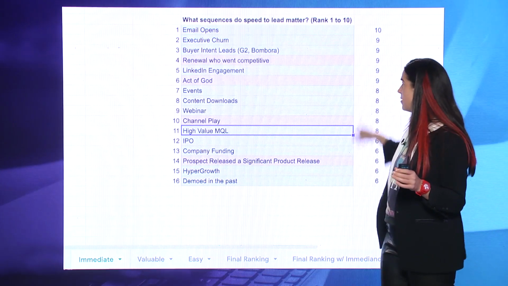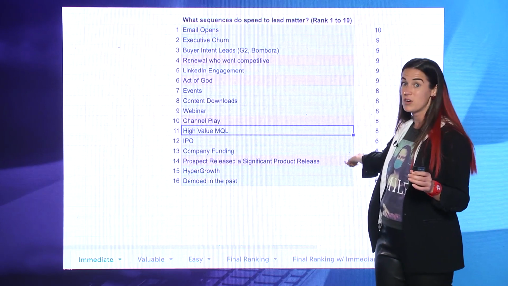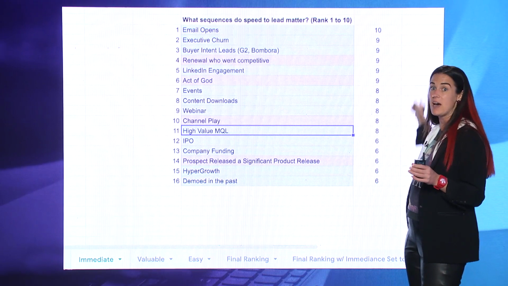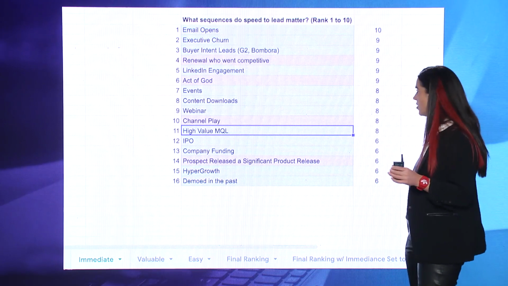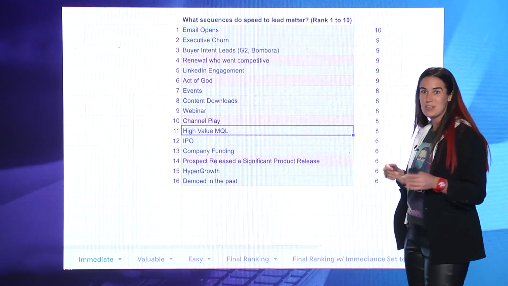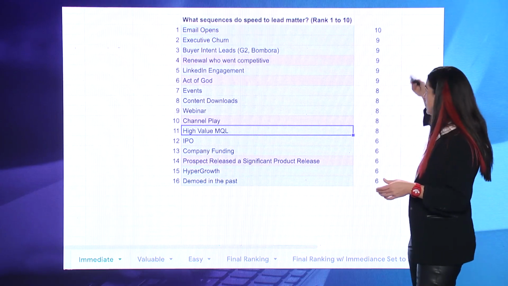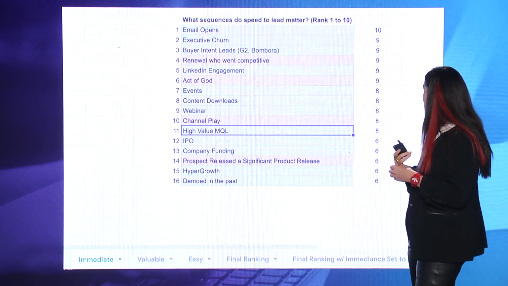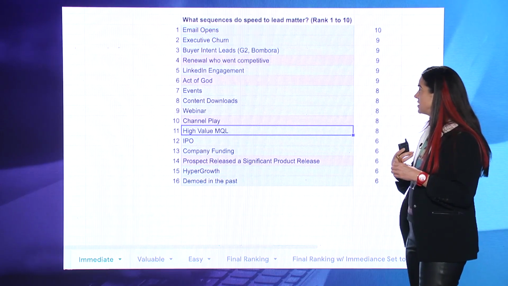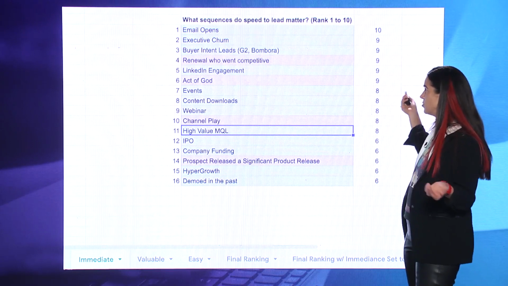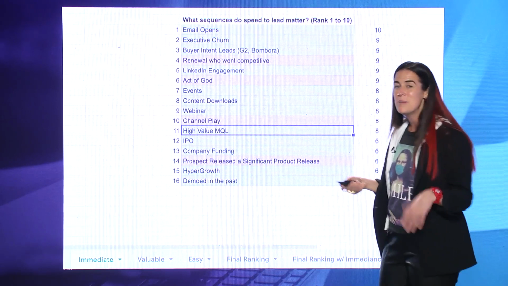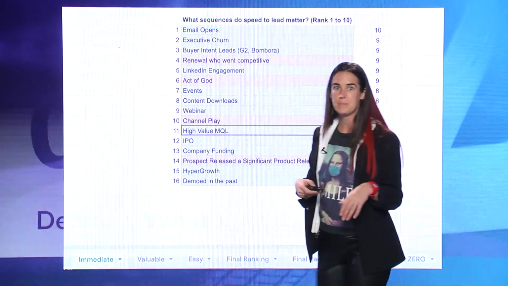For the immediate tab, I'm going to list out all of my sequences that are immediate, and I'm going to rank them on a scale of 1 to 10 of how immediate I think these are. So I wouldn't go 1 through 16. I would say on a scale of 1 to 10, how immediate do I think these are? So I lumped them in here: email opens is a high 10. You've got a 9 for anything from Act of God to executive churn, buyer intent leads, renewal, who went competitive, and LinkedIn engagement, and so on and so forth. You can read, but I rank them accordingly.